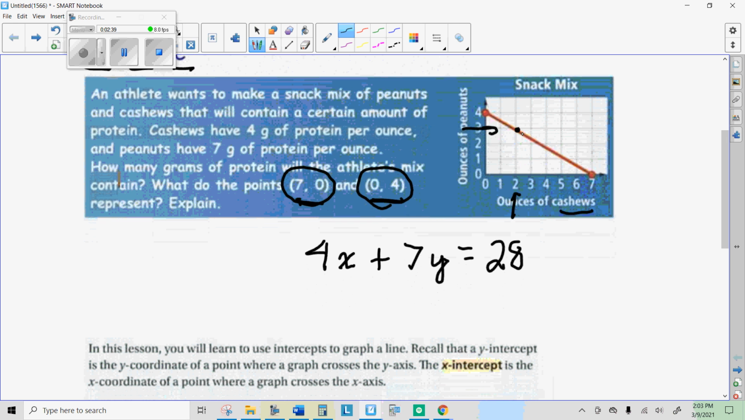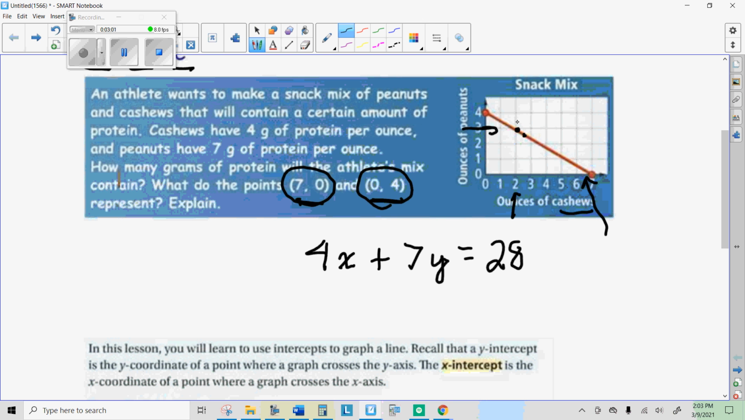Now, there's a bunch of possibilities here. They're all represented by points on this line here. Some are whole number ounces, some are not. Like this point right here would be about 2.5 ounces of cashews and about 2.5 ounces of peanuts, somewhere around there.